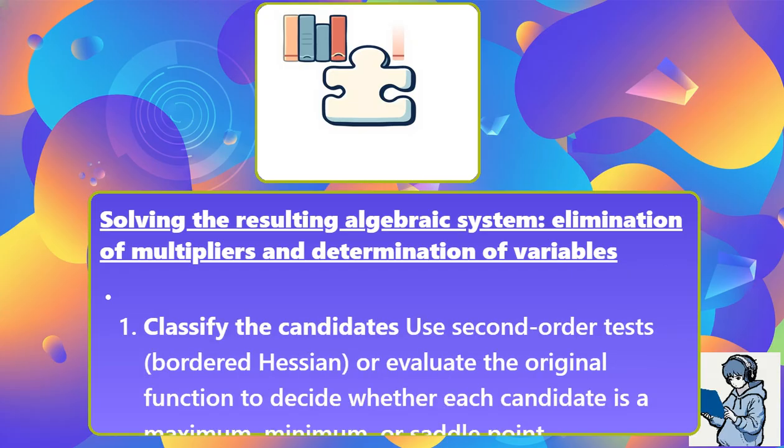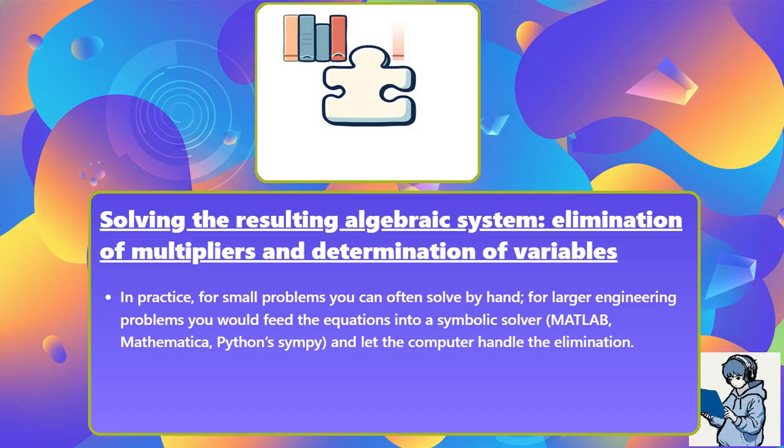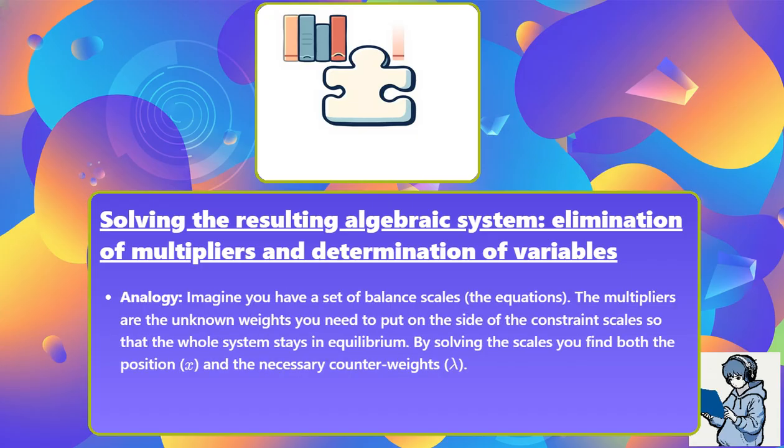Use second-order tests, bordered Hessian, or evaluate the original function to decide whether each candidate is a maximum, minimum, or saddle point. In practice, for small problems you can often solve by hand. For larger engineering problems, you would feed the equations into a symbolic solver, MATLAB, Mathematica, Python SymPy, and let the computer handle the elimination. Imagine you have a set of balance scales, the equations. The multipliers are the unknown weights you need to put on the side of the constraint scales so that the whole system stays in equilibrium.